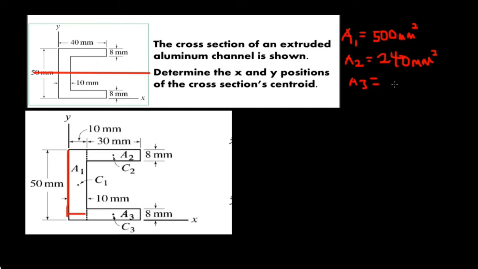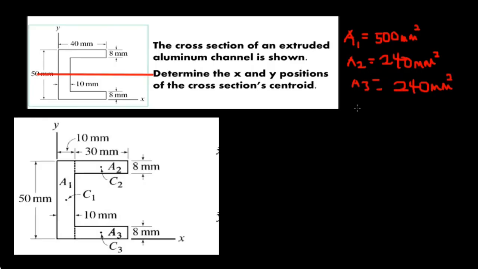So for the third area, that will be this 10 millimeter by this 8 millimeter. So we have the same thing as the second area. So that will be 10 times what? That will be, sorry, 30 times 8. So that also gives me 240 millimeter squared. So now the next thing we'll do is to find the total area.